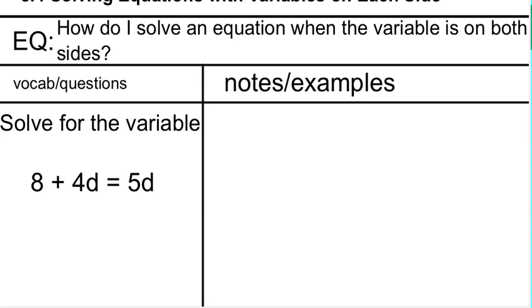All right, so we have this first problem here. Our ultimate goal is to figure out what is the variable. What does the letter stand for? 8 plus 4d equals 5d. I want to know what is d. The problem is I have two of them.